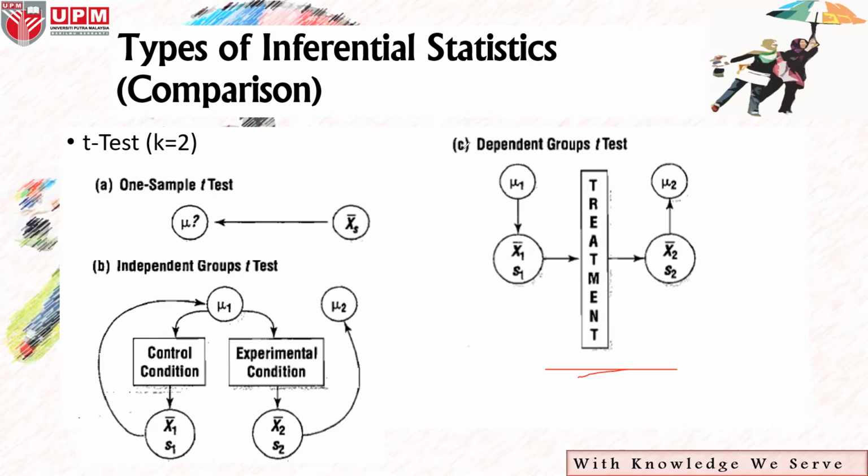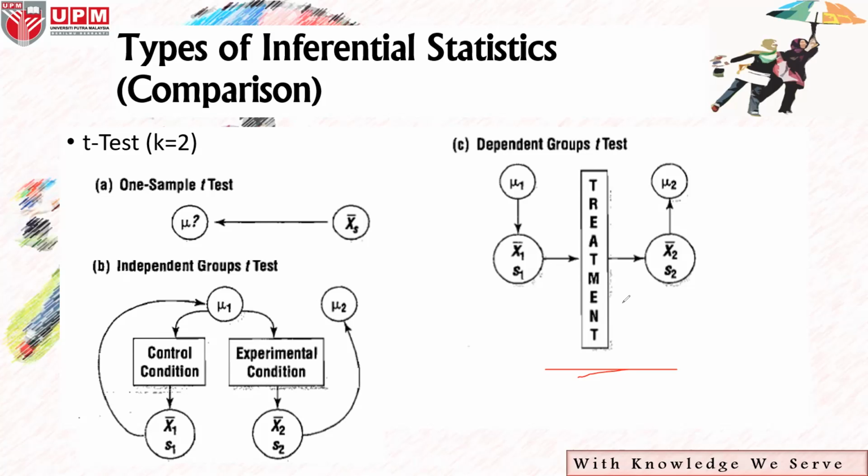For example, you want to conduct the training on competency amongst primary school teachers. So you have 30 primary school teachers. Before you run the training, you distribute the questionnaire, the instrument. Then you conduct the training, which is the treatment. After the training is completed, you distribute the questionnaire again. Then you compare the result before and after.